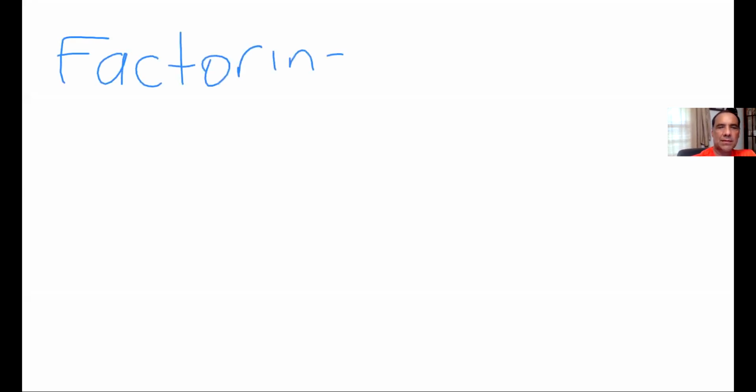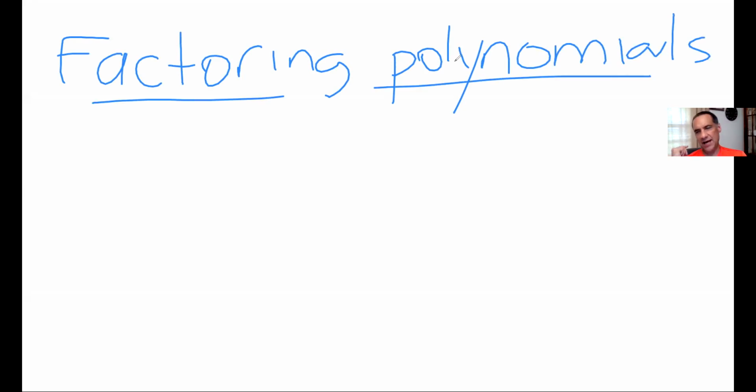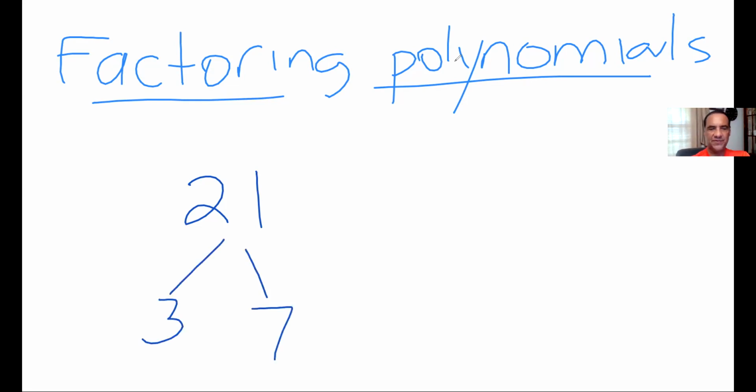Let's talk a little bit about factoring polynomials. This is probably one of the most critical topics, but one of the driest topics in all of algebra. It gives people a lot of trouble. Now, you might recall that 21 has two factors that aren't one in itself. So basically what we're talking about is the process of taking a value and breaking it down into factors.